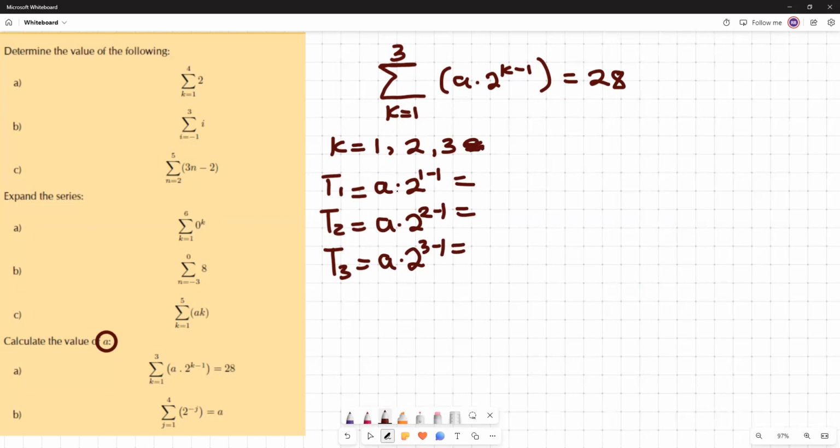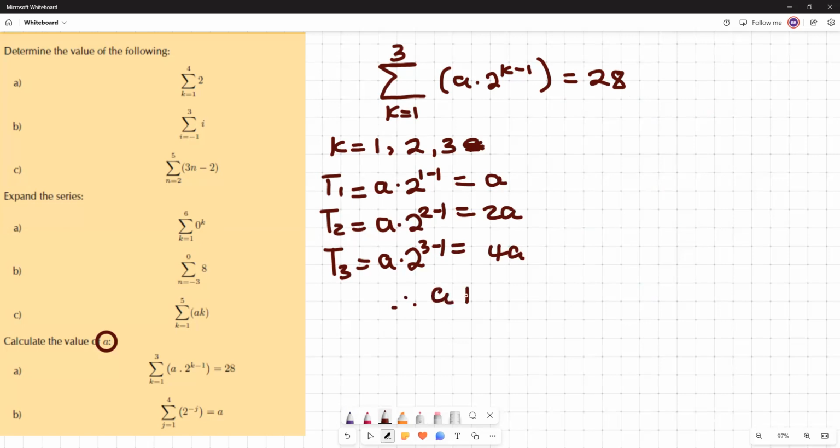This part we don't need. This is 2 to the power 0, which means you are just left with a, because 2 to the power 0 is 1. Here you're going to have 2 to the power 1 times a, which is just 2a. Here you're going to have 2 squared, which is 4. And then 4 times a gives you 4a.